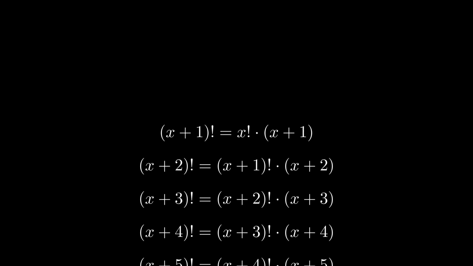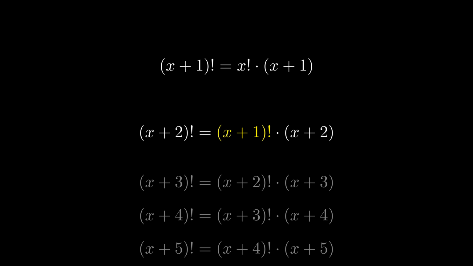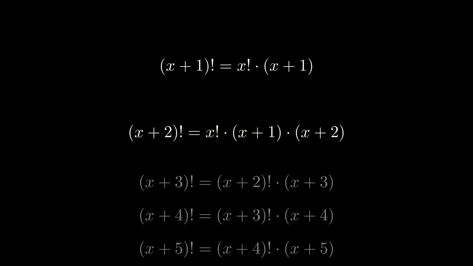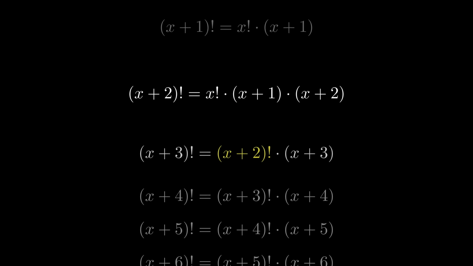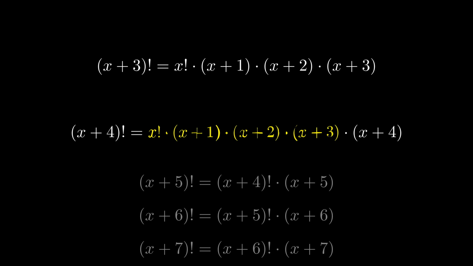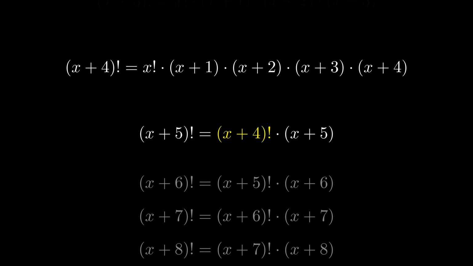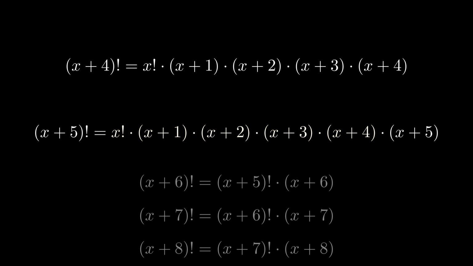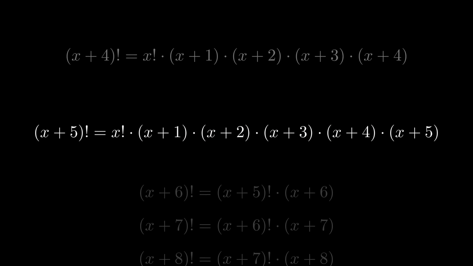Now, each formula references the one above it. For example, the x plus 2 line has x plus 1 factorial in it. So we can substitute the first line in. And then, the next line has x plus 2 factorial in it, so we can do it again, and so on. We can repeat as many times as we want, but I'm going to stop after 5 so I don't run out of space. The pattern should be pretty clear here.